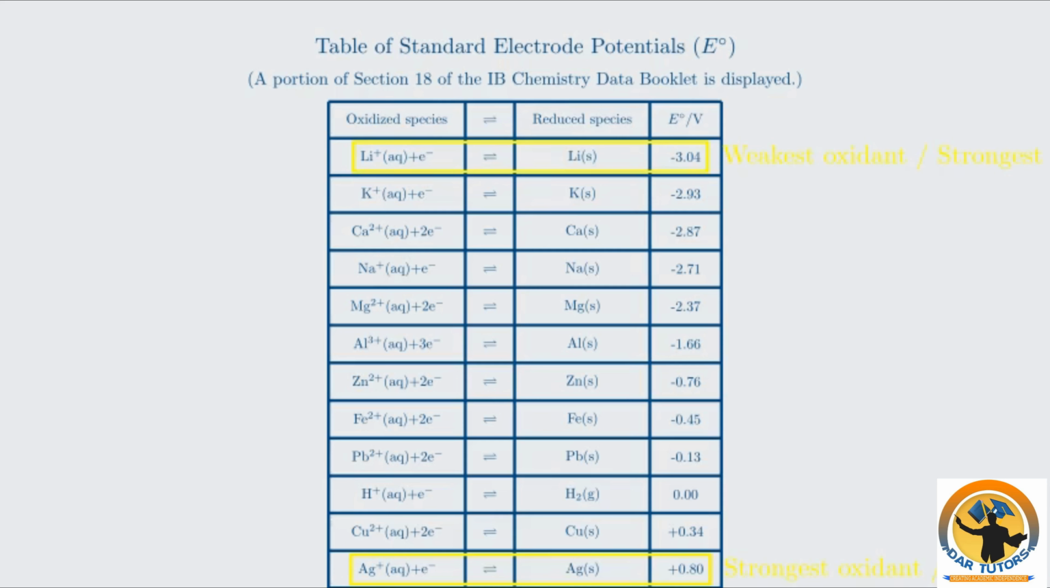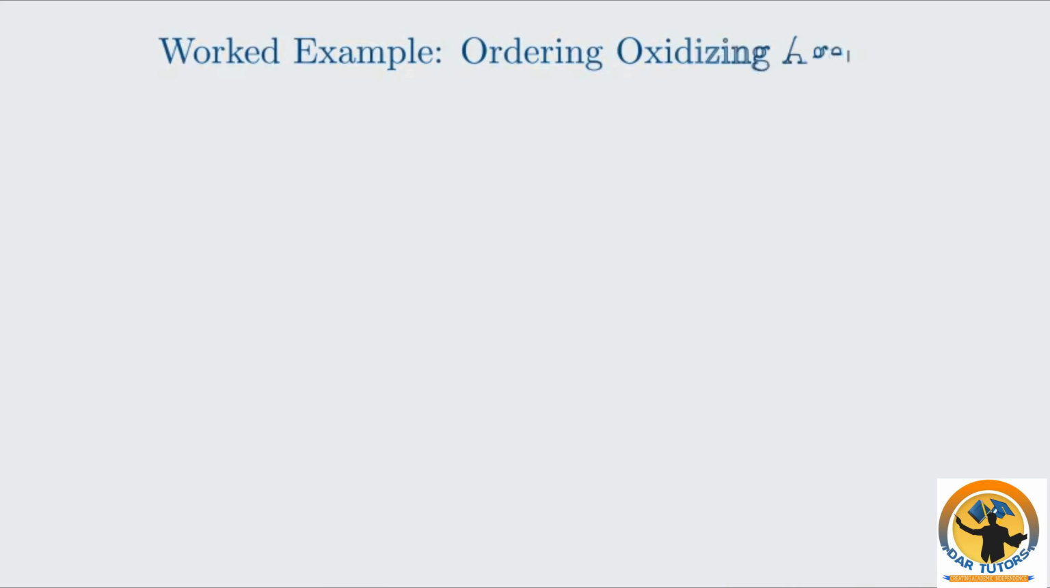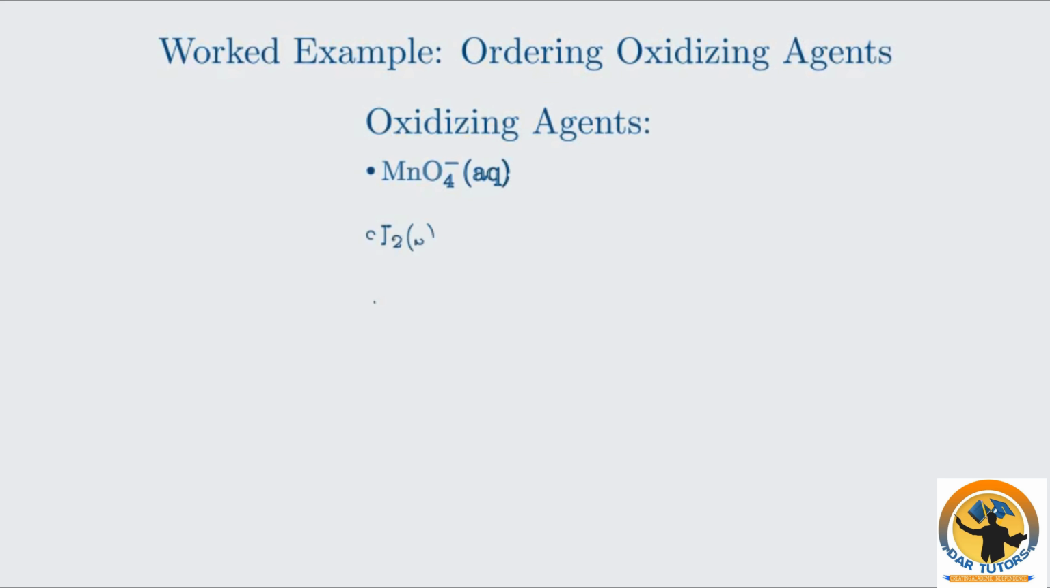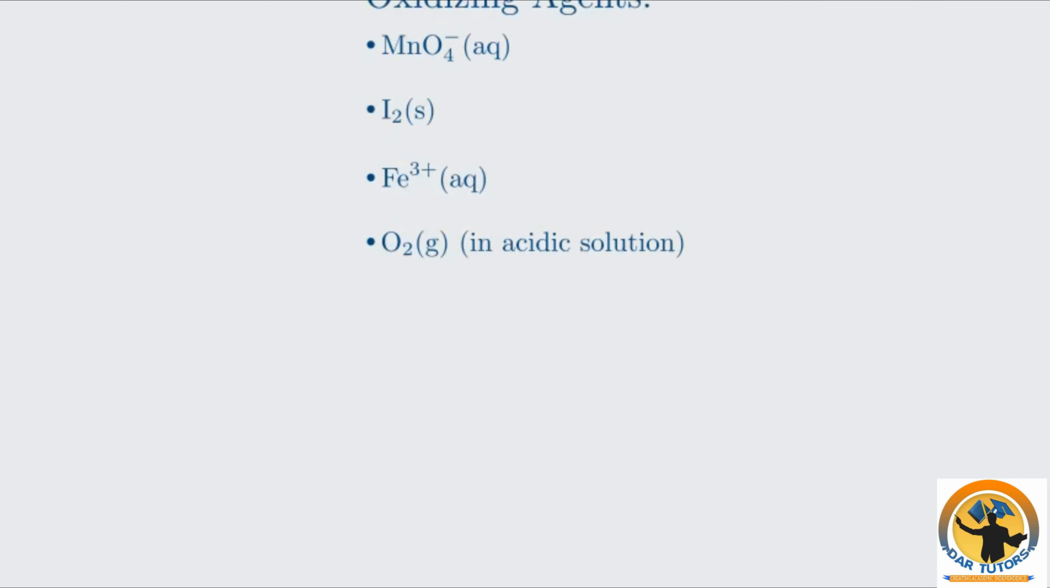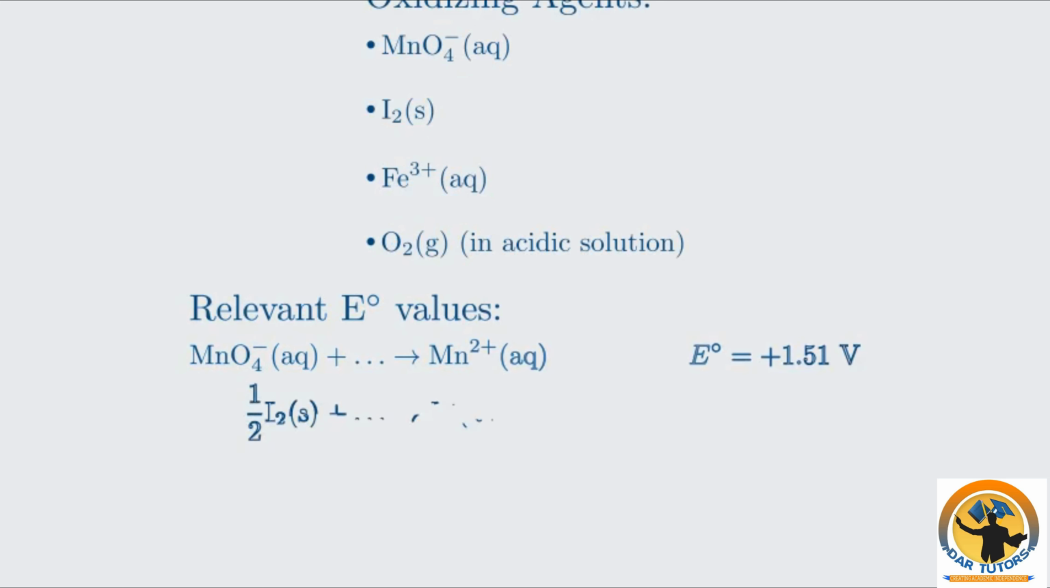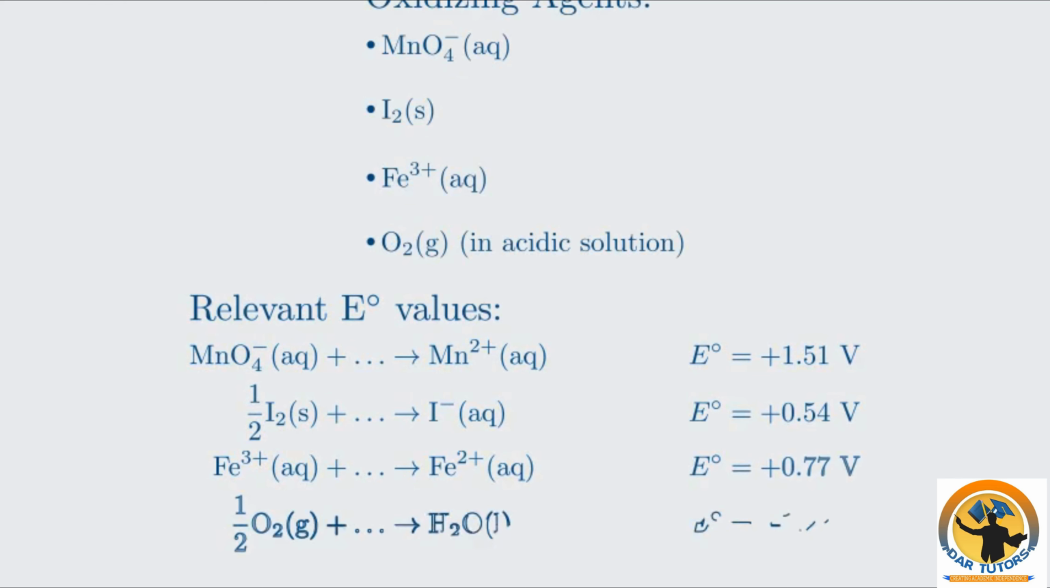We use this table to predict the outcomes of redox reactions. Let's use a worked example to see how to apply this table. The question asks us to arrange several oxidizing agents in increasing order of their strength. The oxidizing agents are potassium manganate(VII), which is the permanganate ion, iodine, iron(III) ions, and oxygen in acidic solution. We find the corresponding half equations in the data booklet and write down their standard electrode potentials.